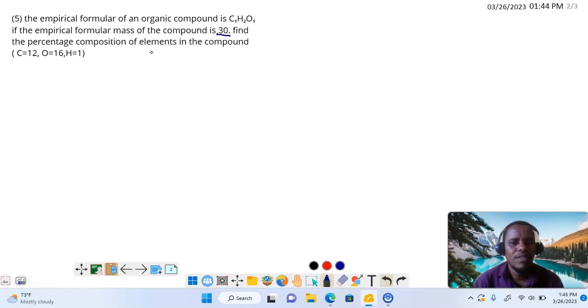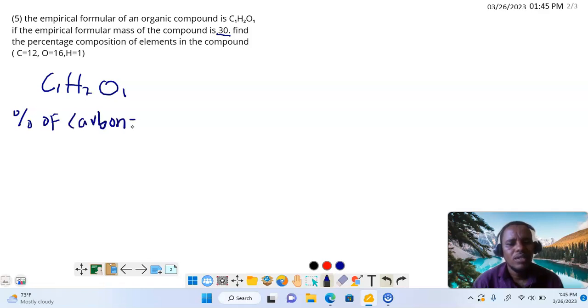This question is very, very simple. They are only asking you for the percentage composition. So we have the compound C1H2O1. First, let's start with the percentage of carbon.